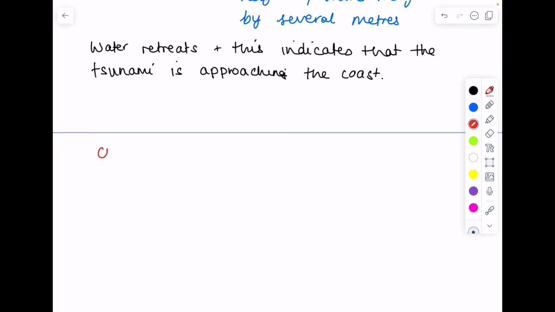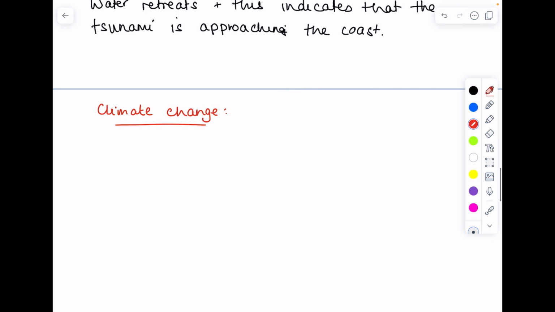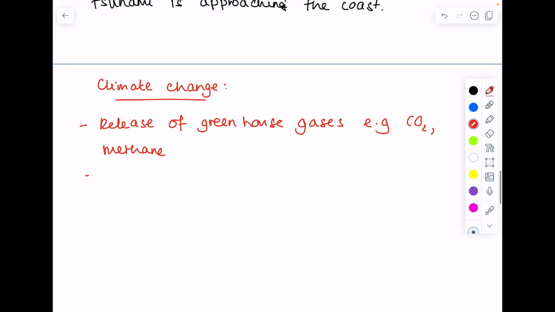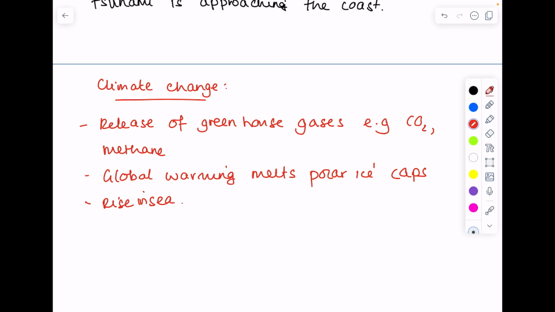Lastly, how does climate change cause coastal flooding? Well, it's the release of greenhouse gases such as carbon dioxide, methane. The enhanced greenhouse effect causes global warming, and that melts polar ice caps. Then you get a rise in sea level, which will obviously flood low-lying land and coastal areas.